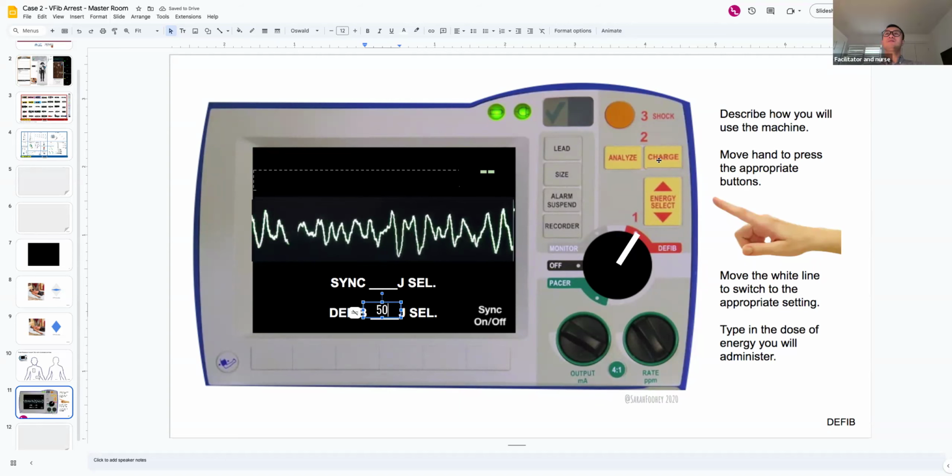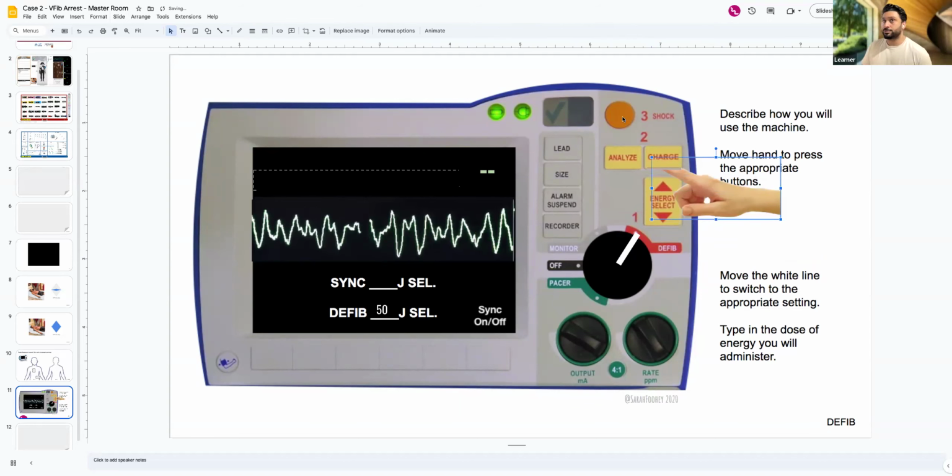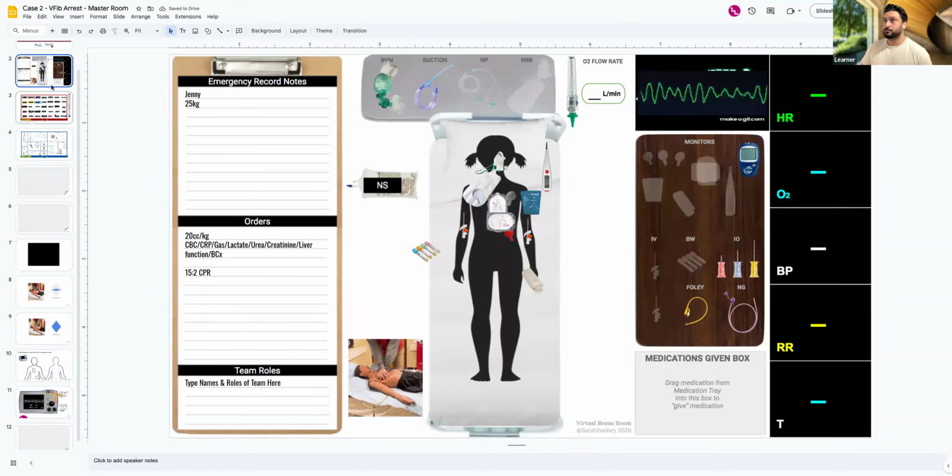Okay, so we'll charge. Charging now. Okay. So charge is done. Okay, so please stop compressions. I'm clear. Are people clear off the chest? Yes. Is oxygen clear? Yep. Okay, deliver shock and resume compressions. Okay. Please proceed back to slide 1.